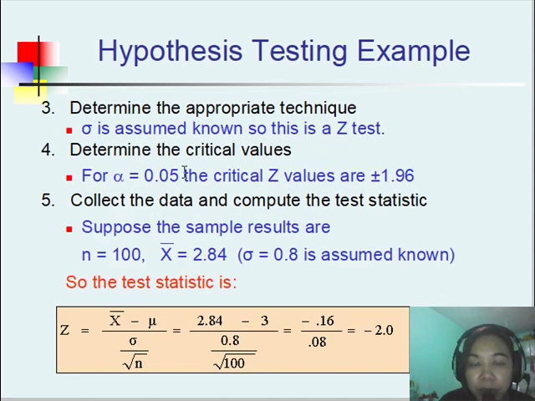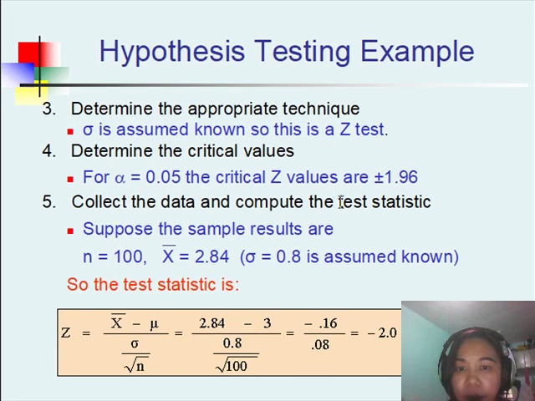So, determine the critical values. For alpha equals 0.05, the critical z values are plus minus 1.96. Why plus and minus? Because our test is a two-tailed test. So, there are values on the left of your z and on the right of your z. Take note that if it is a two-tailed test, we divide alpha into 2. So, that makes alpha over 2 equal to 0.05 divided by 2, or 0.025. Okay, where do we find this plus minus 1.96?